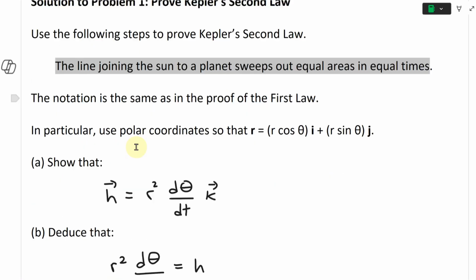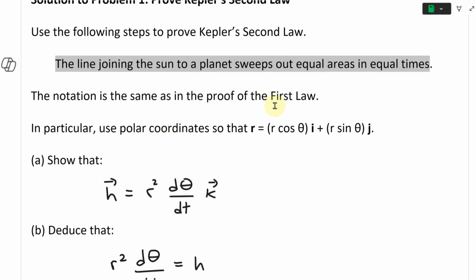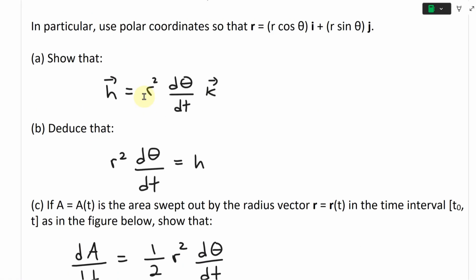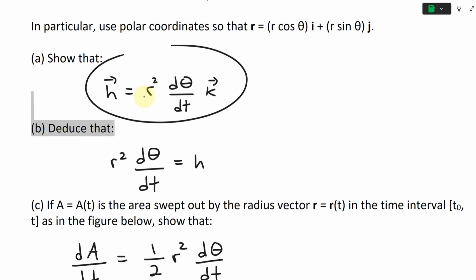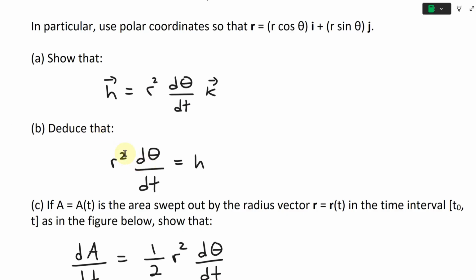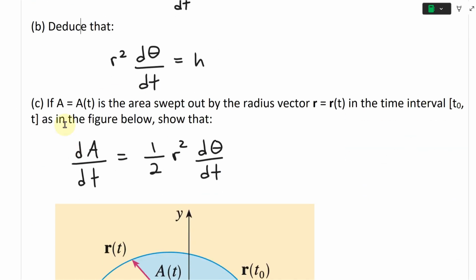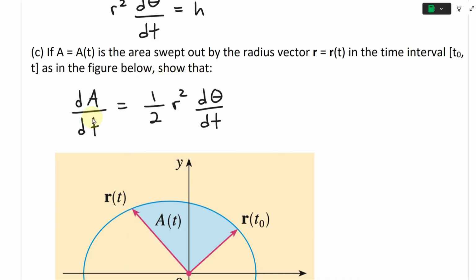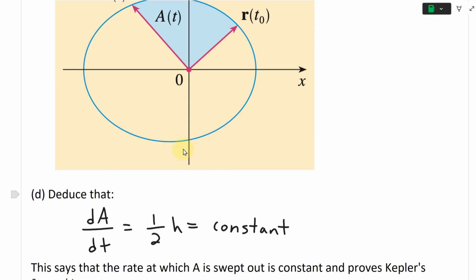The notation is the same as in the proof of the first law. In particular, I'll use polar coordinates so that r equals r cosine theta i plus r sine theta j. Then we're asked first to show this equation. And then in B, we're asked to deduce that we have this over here. And then if A equals A of t is the area swept out by the radius vector r equals r of t in the time interval t naught to t, as in the figure below, show that this rate of change of the area is equal to this. And then deduce that this rate of change is constant.